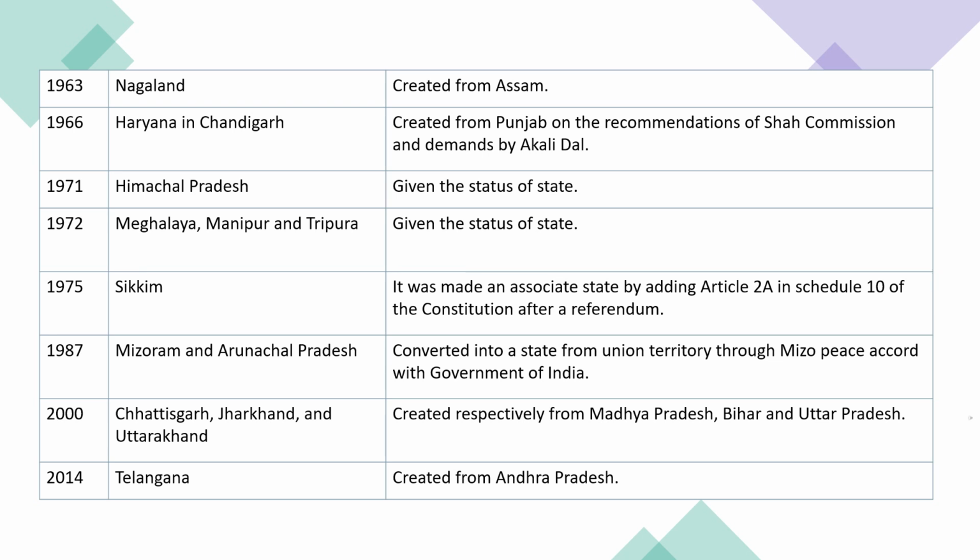1975, Sikkim: it was made an associate state by adding Article 2A in Schedule 10 of the Constitution after a referendum. 1987, Mizoram and Arunachal Pradesh: converted into a state from Union Territory through Mizo Peace Accord with Government of India. 2000, Chhattisgarh, Jharkhand, and Uttarakhand: created respectively from Madhya Pradesh, Bihar and Uttar Pradesh. 2014, Telangana: created from Andhra Pradesh.